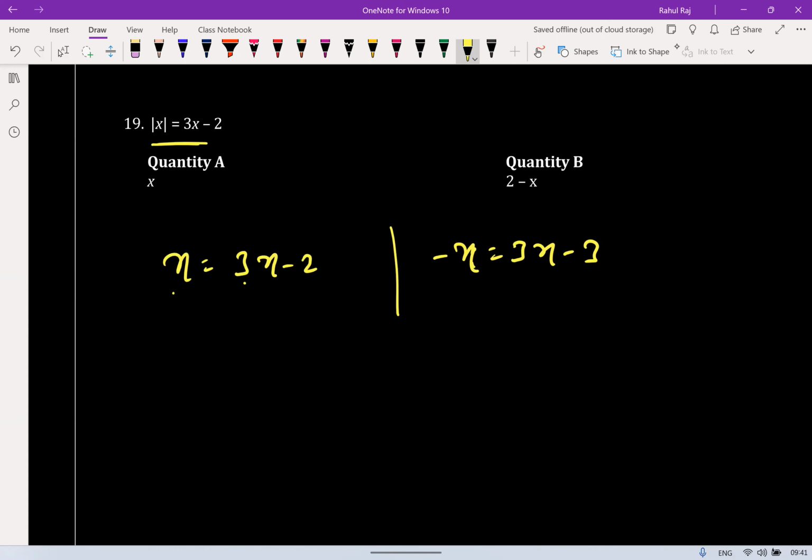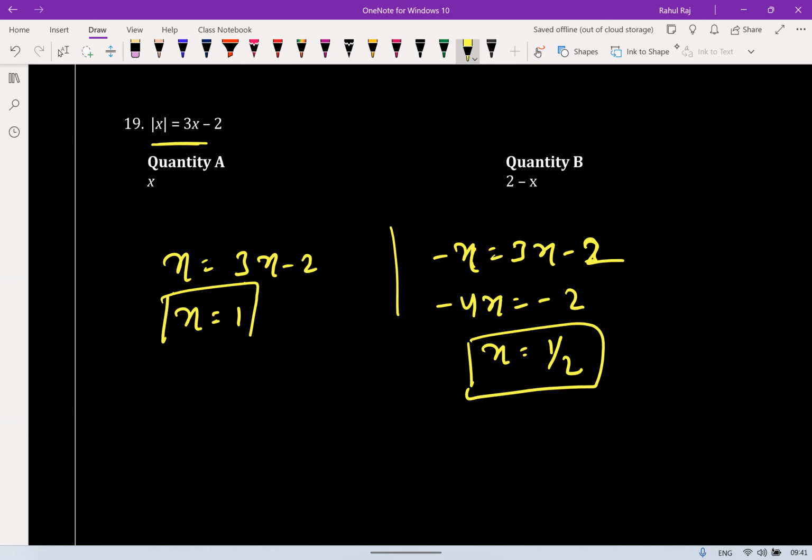Both the cases you are getting x as 1. This will come from this side, it becomes minus 2x, x is equal to 1. It becomes minus 4x is equal to minus 2, so x is equal to half. So in one case x is equal to half, in one case x is equal to 1. Wait, hold on. I didn't do minus x is equal to 3x minus 2. I did x is equal to minus into 3x minus 2. So you get x is equal to minus 3x plus 2. You eventually get the same thing, plus 2, sorry, plus 2, not plus 4. Yes, you are right. x is equal to half.